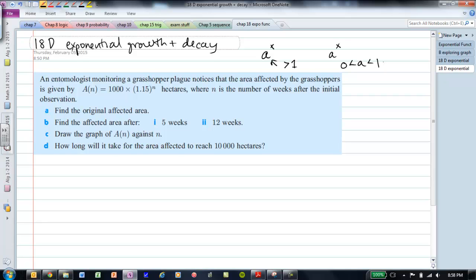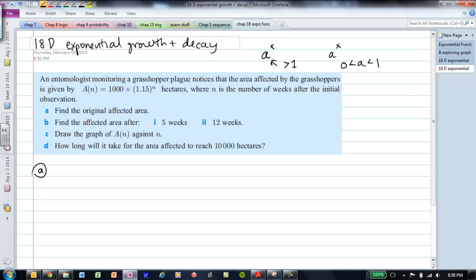Alright, here's an example problem. An entomologist, that's a scientist who studies bugs, is monitoring a grasshopper plague. He notices that the area affected by the grasshoppers is given by the following formula. A of n equals 1,000 times 1.15 to the n hectares. And in this problem, n represents the number of weeks after the initial observation. So question A, find the original affected area.